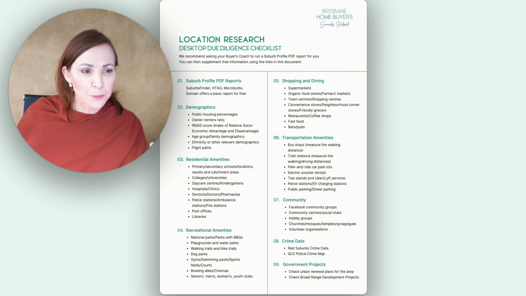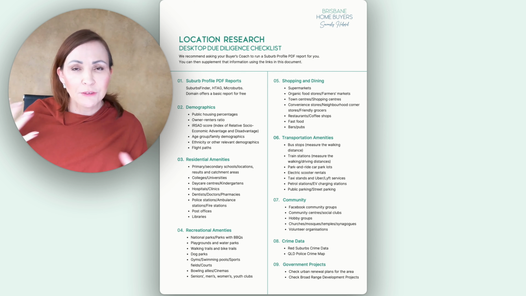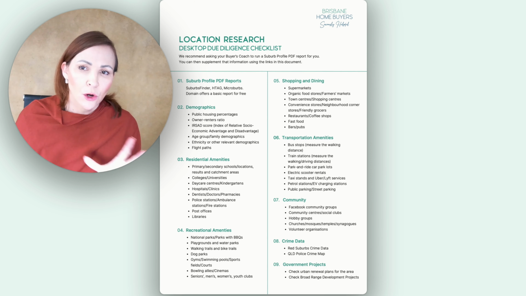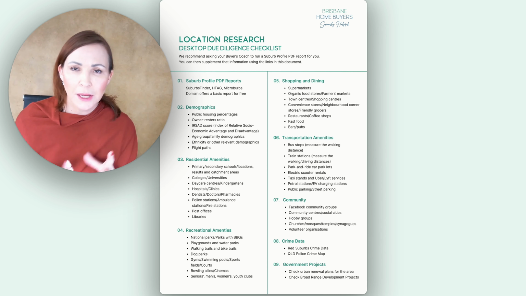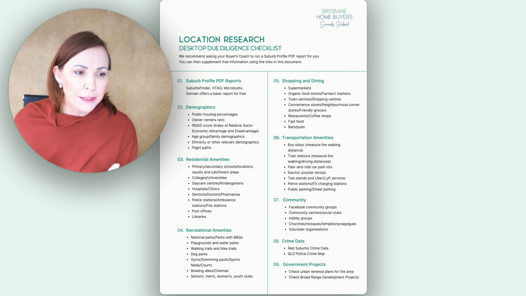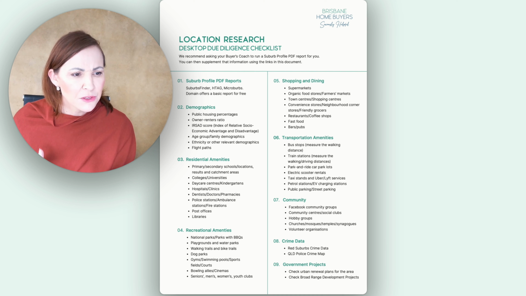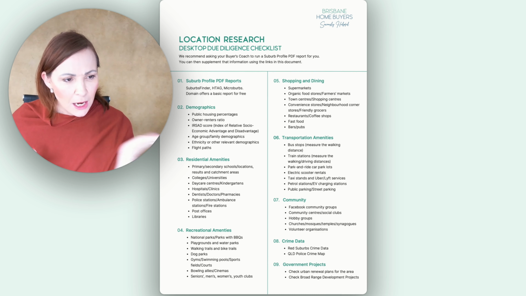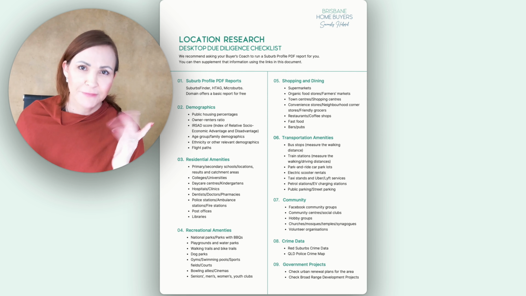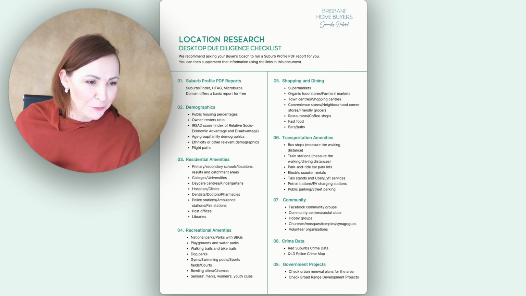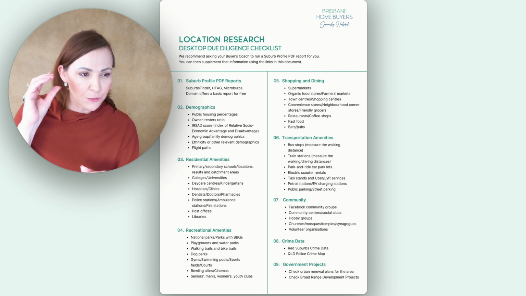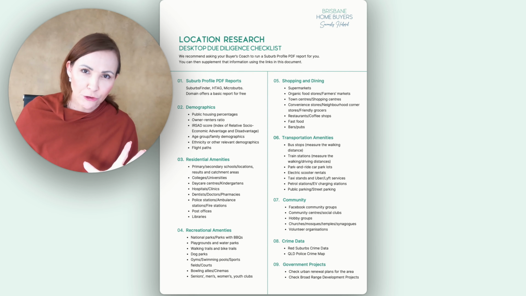We start off with the suburb profile report, and then we can have a look at the demographics. Okay, I want to be near people who are my age group. I want to be near people who are my ethnicity and that sort of thing. I don't know why flight paths is in demographics. Just realized that. That's an error. Oops. Apologies. So we've got residential amenities and then recreational amenities.